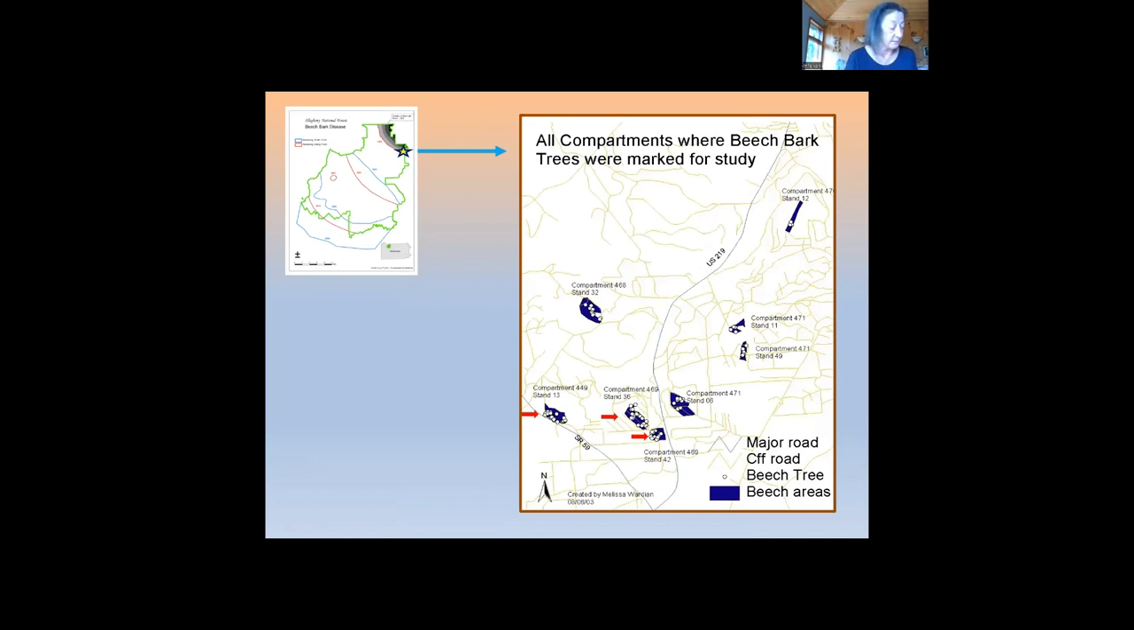So in some of the stands where beech bark disease has been endemic, some scientists from the Forest Service were monitoring clean stem beeches for over 10 years. And if you look at this compartment map, these stands, all the circles are trees that were monitored over that time period to see if they got the disease or if their stems remained clean. So from these areas in 2003, 120 clean trees were identified in 8 stands.